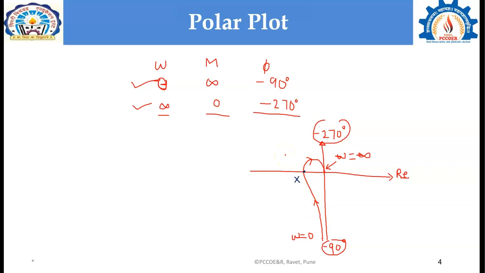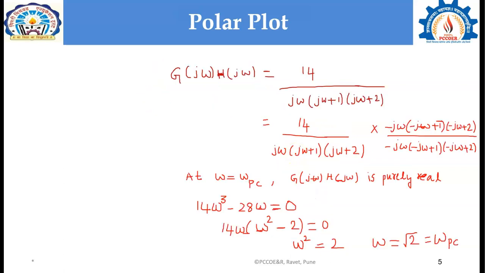Now let us see how to find out the gain margin. This is the frequency domain transfer function that we have written. Okay. Now let us rationalize this equation so that we'll get the real part of G of j omega into H of j omega and imaginary part. We will find out omega pc here. Omega pc is nothing but a phase crossover frequency.